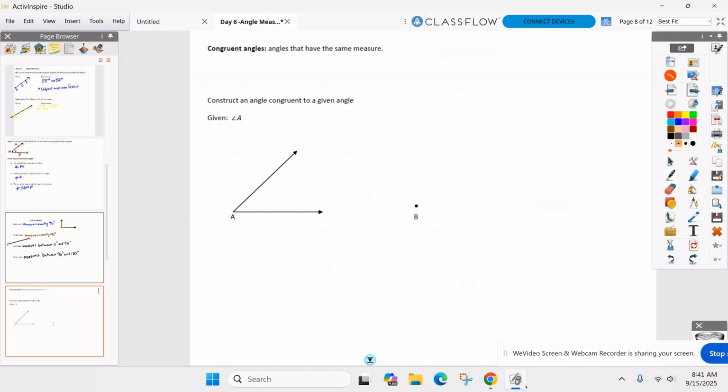Taylor, going back to you. Same length, right? Everyone else agreed? They had the same length. Perfect. Great job. You guys have this, right?